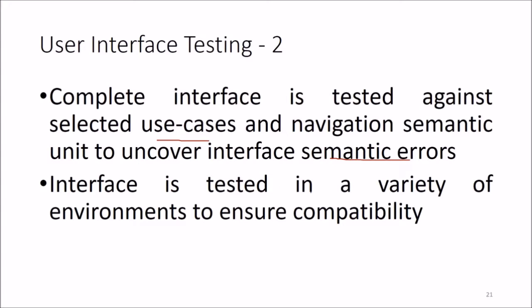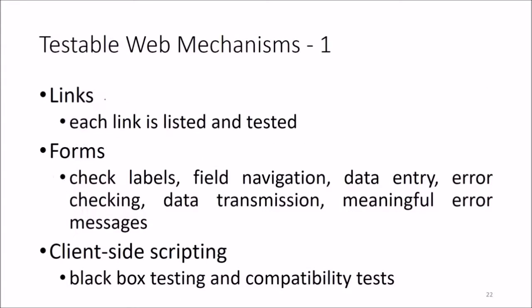And the interface is tested in a variety of environments to ensure that compatibility exists. The testable web mechanisms: first we go for the links. Each link is listed and tested. Forms: we check for the label, field navigation, data entry, error checking, data transmission, and meaningful error messages.